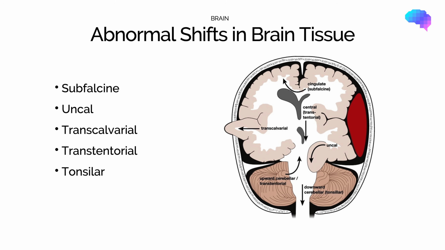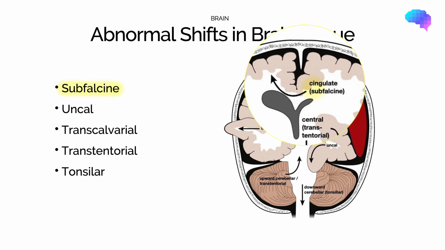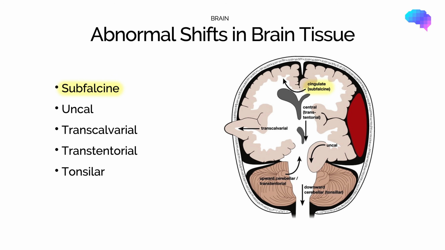we can see subfalcine herniation, which is indicated by this arrow in the centre towards the top of the image. And this is when the cingulate gyrus of one side of the brain is pushed against the falx cerebri, that ridge that runs all the way down the brain.